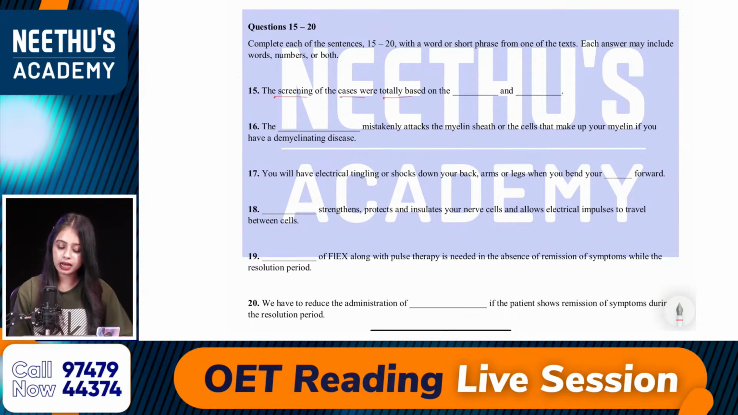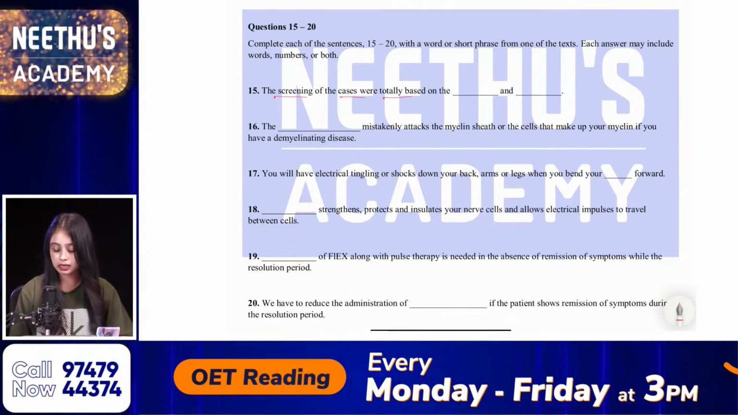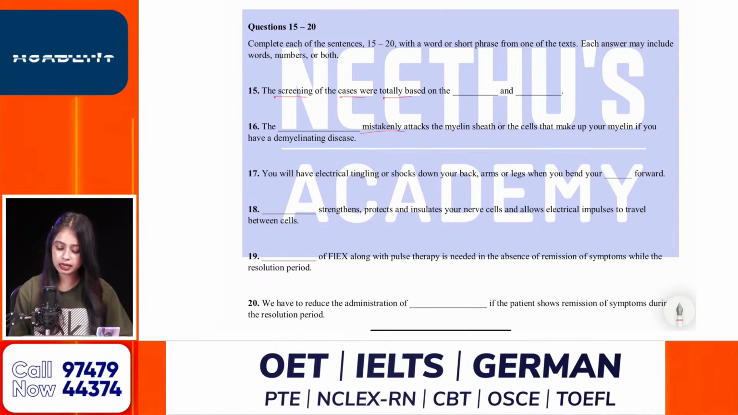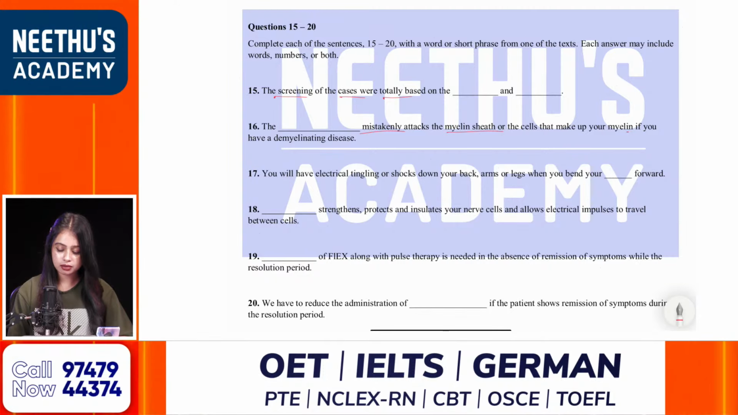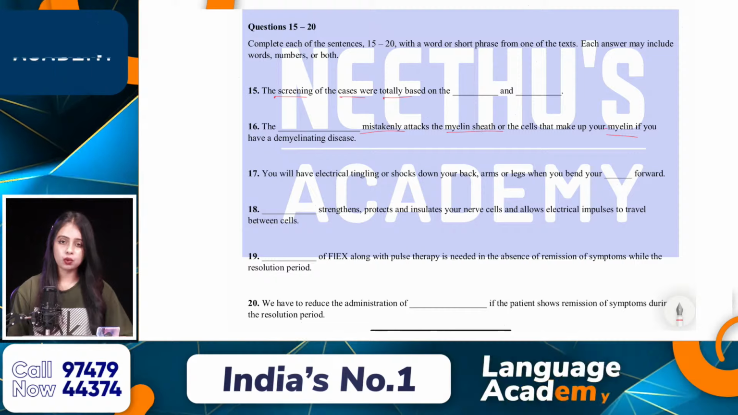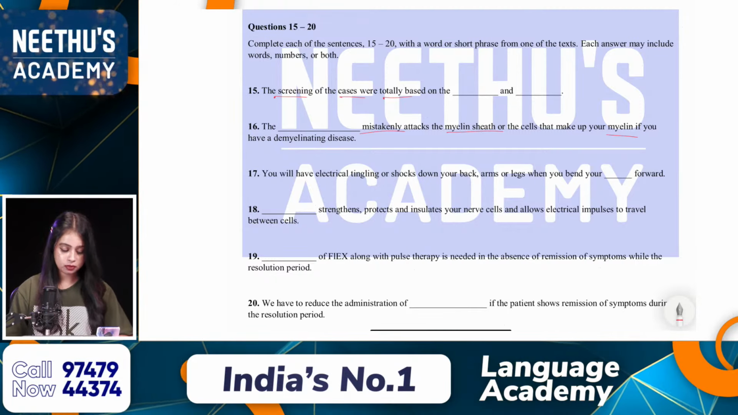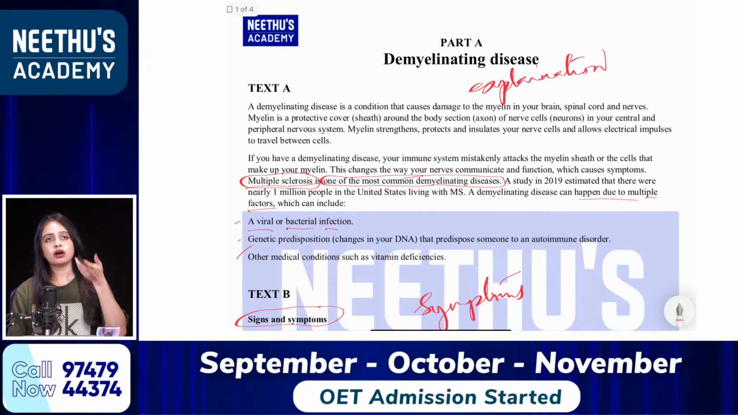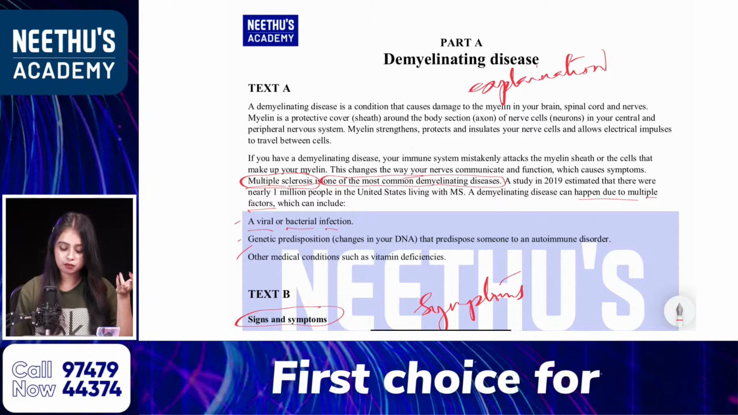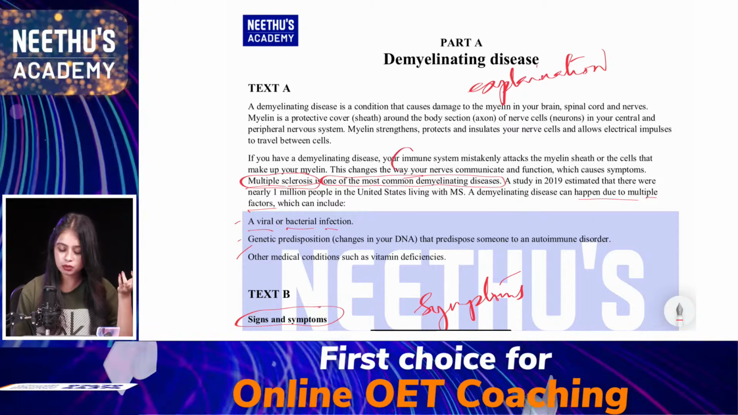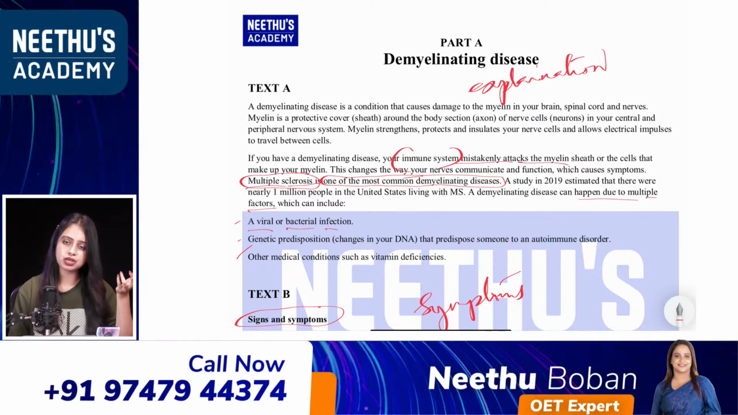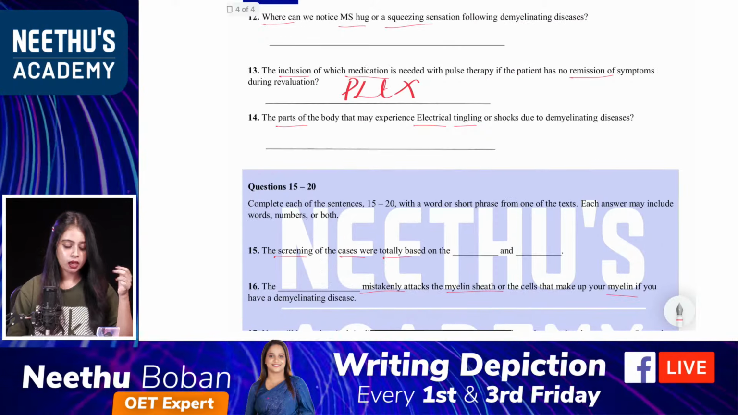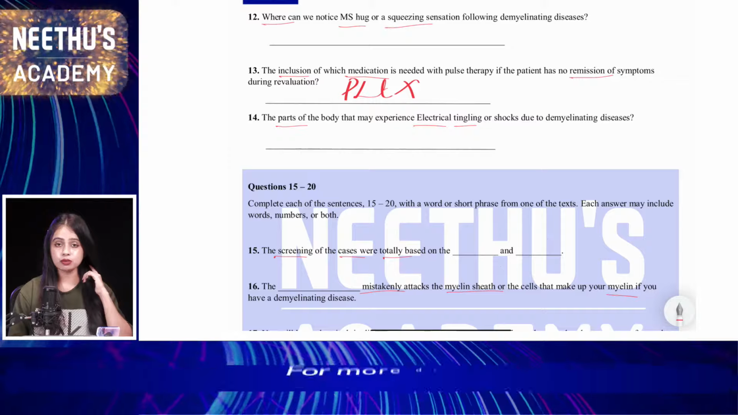Then the 16th one: the dash mistakenly attacks the myelin sheath or the cells that make up your myelin, if you have a demyelinating disease. So my keywords: mistakenly, myelin sheath, and myelin. The answer is immune system, from text A, second para, first line: if you have a demyelinating disease, your immune system mistakenly attacks the myelin sheath. Direct answer. Yes, Delighta, Divi, it's immune system.